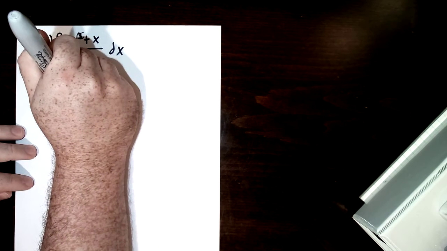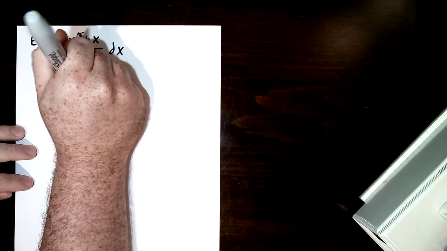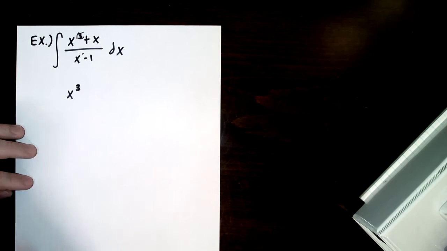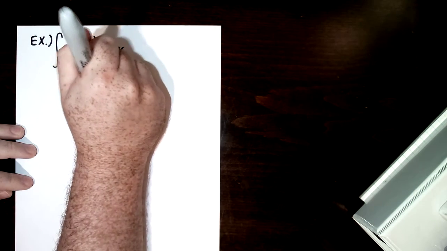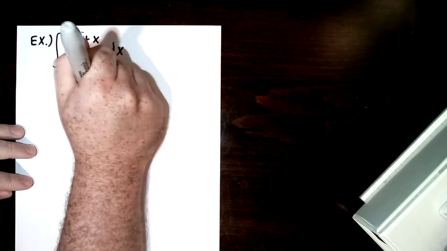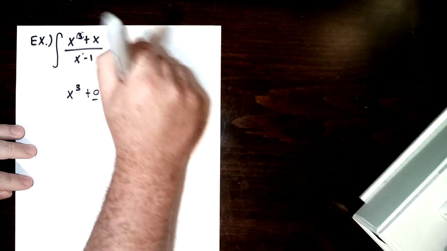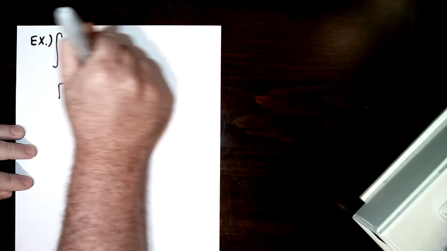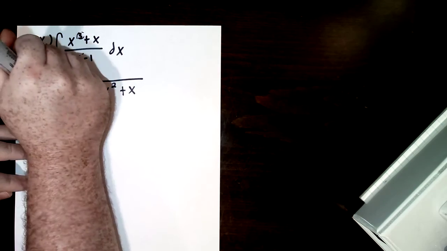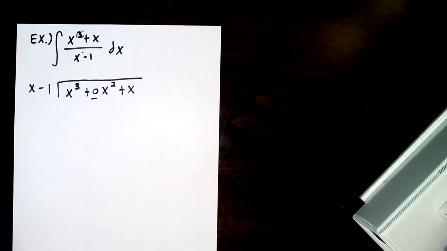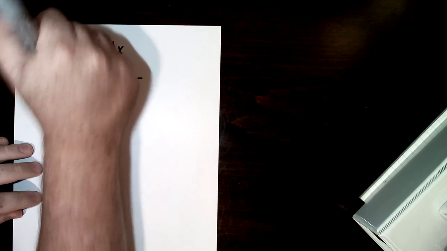We'll write x³, and technically this is plus 0x², just to prevent any confusion. I'm going to write that 0x² right there, plus x, and we're going to go ahead and divide this by x − 1. So now let's go ahead and think. x goes into x³ how many times? It goes in x² times.